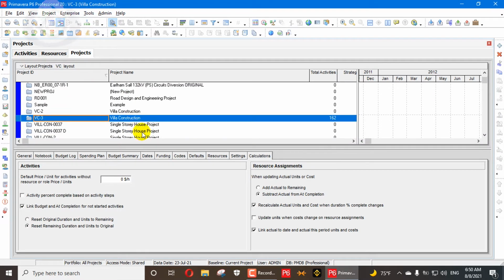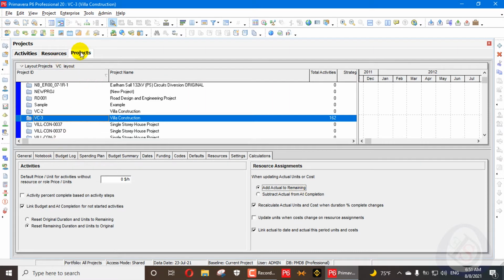The basic setting which I am going to talk about, in resource assignment of the calculation at project level, is when updating actual units or cost. The first setting is add actuals to remaining. If I click on the first setting, it means that I put my estimates for what is remaining. So P6 will calculate at completion by adding my actual and remaining. At completion will be calculated while adding actual to remaining.